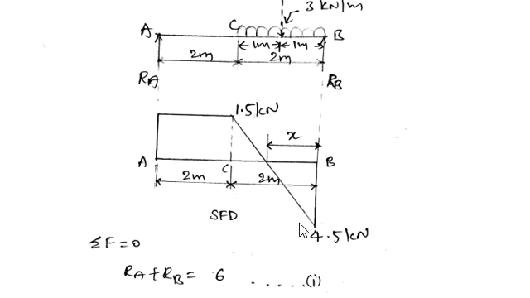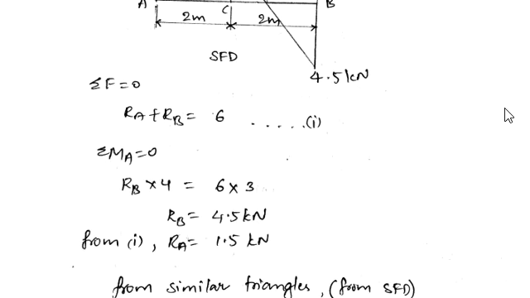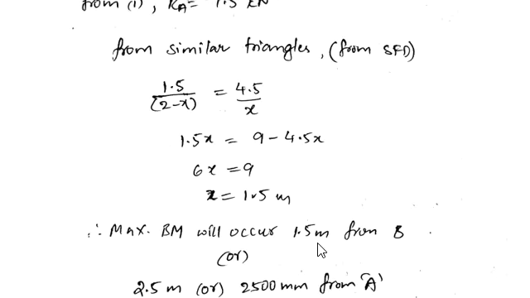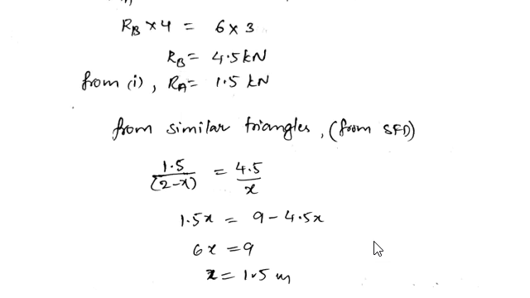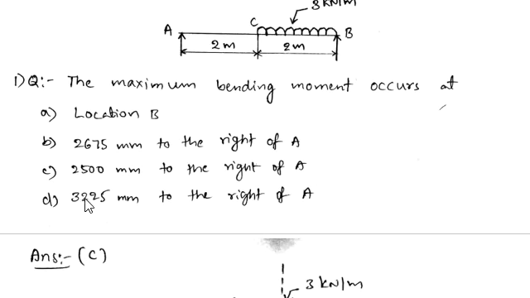So at this point the shear force is changing sign, or exactly at this point the shear force value is 0. So at this point we will get the maximum bending moment. This point is 1.5 meters from B, or it will be 2.5 from A, because the total is 4, so if it is 1.5 from this side, then from A it is 2.5 meters, or 2500 mm from A. So from the given options, option C is the right option for this question.